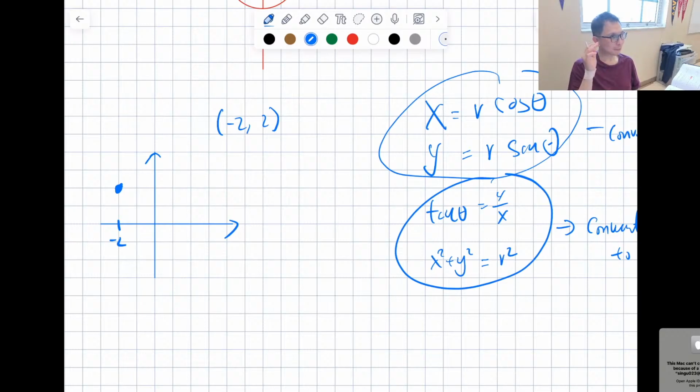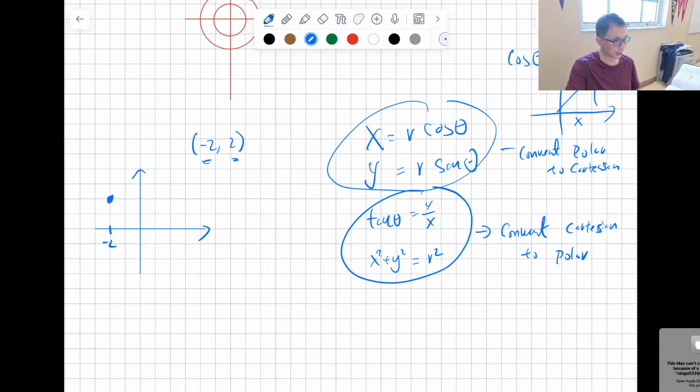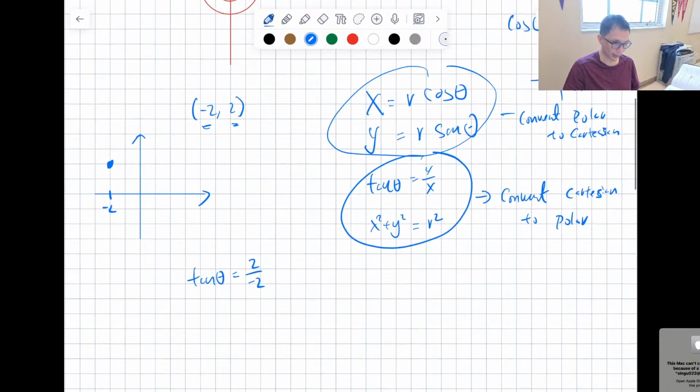Okay. So if I have a -2 and 2, right? If I want to convert to polar, I can take this coordinate and convert to polar by using the tangent of theta is equal to 2 over -2. Is that okay? I can plug in the y and x. I can say tangent of theta is equal to -1. However, you have to choose the theta. The theta is going to be 3 pi over 4. Is that okay?